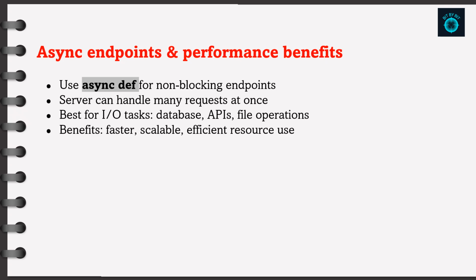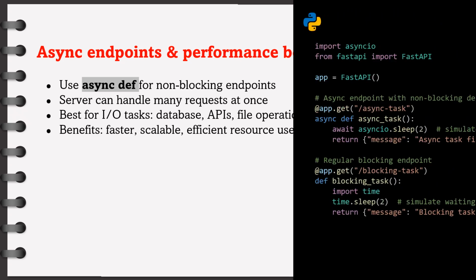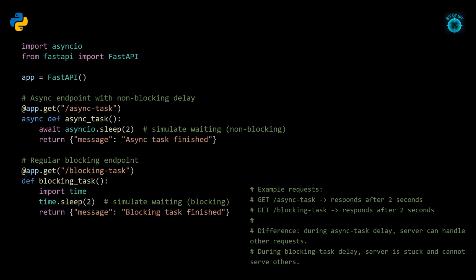One important keyword here is await. Await tells Python, pause this function here, let something else run, and come back when the result is ready. This is what allows non-blocking behavior. So the main benefits of async endpoints are faster response under load, better scalability, and more efficient use of system resources. We start by importing asyncio and FastAPI, and then we create an app instance.